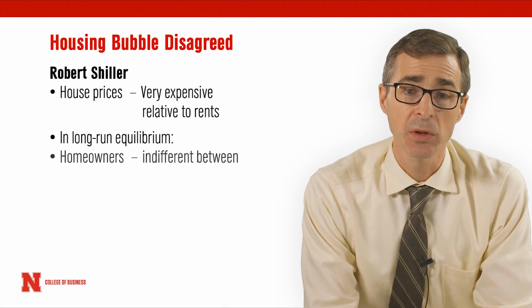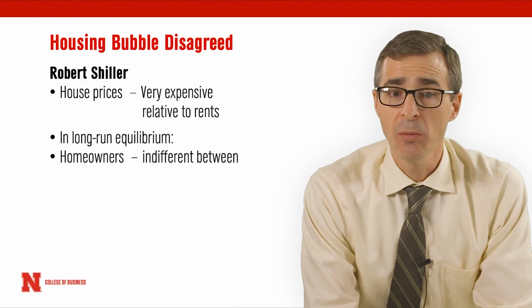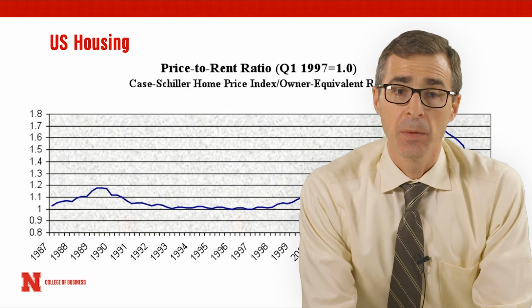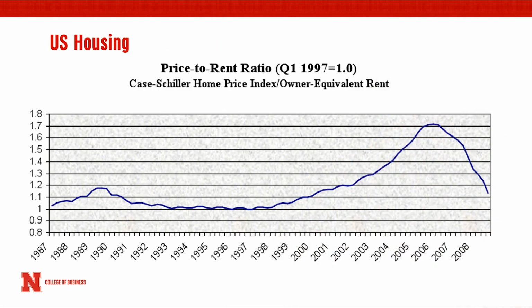In the long-run equilibrium, Shiller argued, homeowners should be indifferent between renting and buying the home. The price-to-rent ratio, here presented by Robert Shiller, shows the relative price of a home, or the cost of owning a home in terms of a monthly mortgage payment, relative to the cost of renting the home. And we can see that there was clearly an imbalance here that took hold in the late 90s and peaked right about 2006 when Shiller published a book, The Subprime Solution.